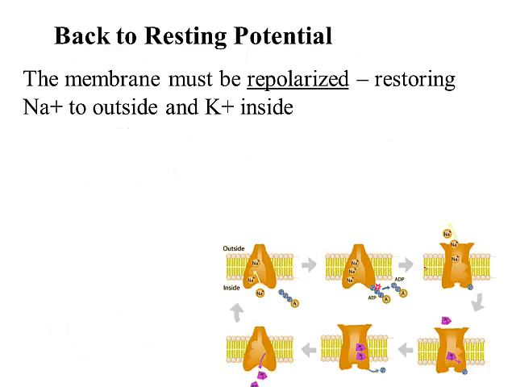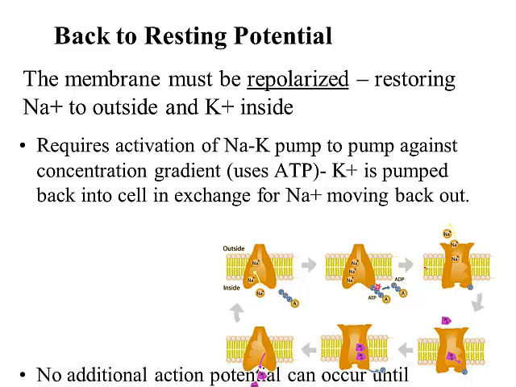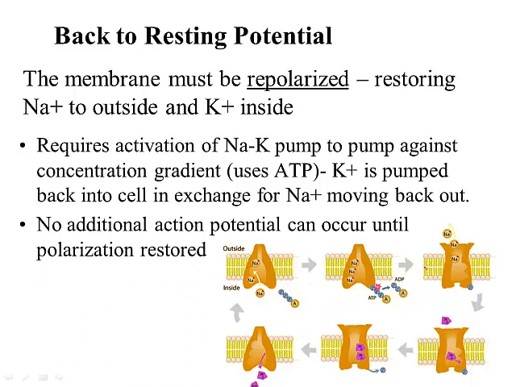So we have to get the membrane back to resting potential. So that means we have to repolarize the membrane. This means we're going to get the sodium back to the outside of the membrane and the potassium back to the inside. This requires the sodium-potassium pump again. It has got to use ATP because these guys don't necessarily want to go where we need them to go. So potassium is going to get pumped back into the cell because it's been leaking out for a while, and sodium is going to be moving back out. As we do that, we're going to go back to resting.